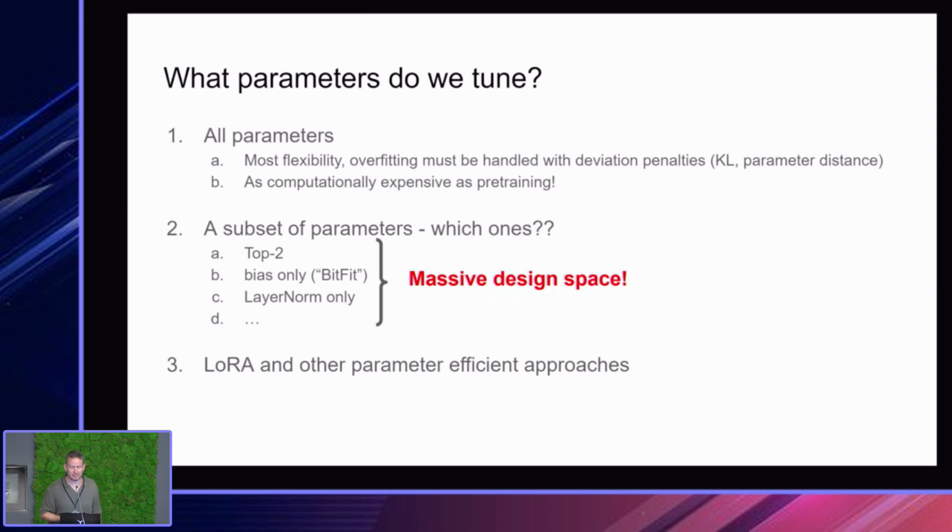But when you start making decisions about this, you have to ask the question, what parameters should we be updating? And this is a massive design space. There have been papers written about what parts of these models you should be training. People have proposed the top layers of transformers, thinking that's where the decisions are actually being made about what to generate next. That seems like it's important to get right.